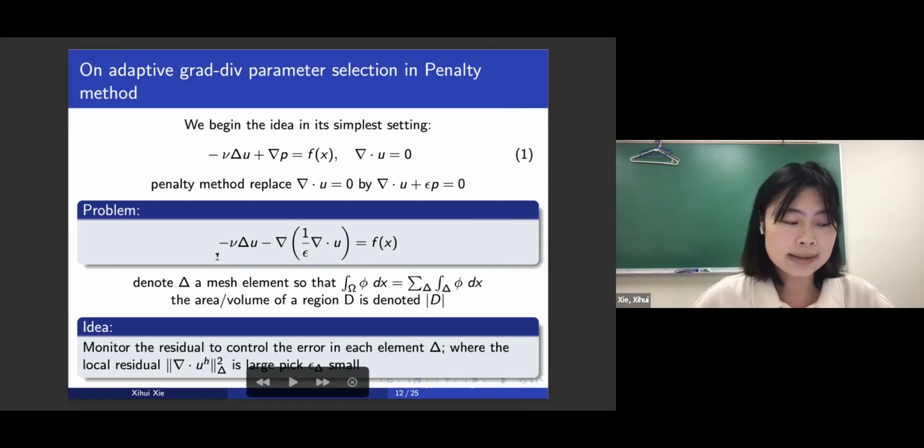For the rest of this presentation, I denote this triangle as a mesh element, so the integral over the whole domain omega can be written as a sum over all elements. The area and volume of a region is denoted by this notation. The idea is very similar to the penalty method for the Navier-Stokes problem. We want to monitor the residue, the div u, to control the error in each element. So while the local div u norm is large, we pick epsilon to be small.